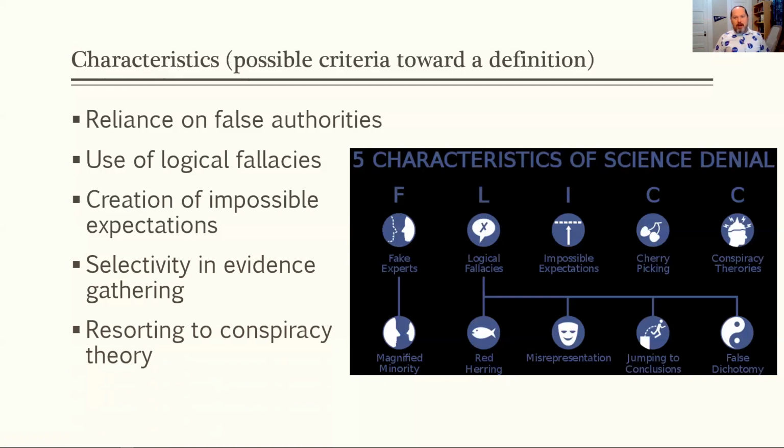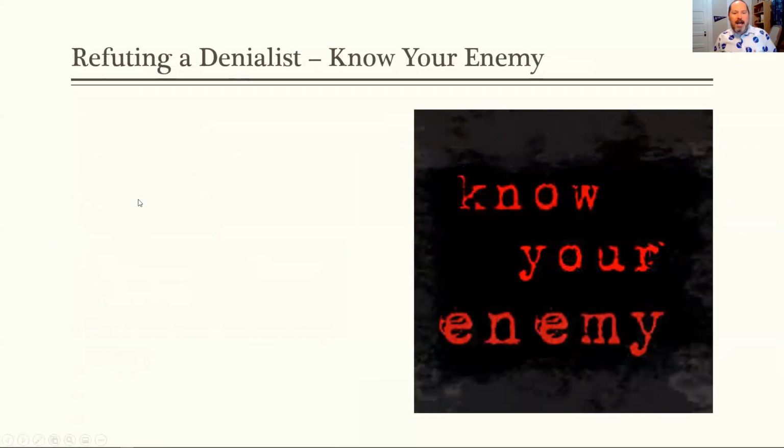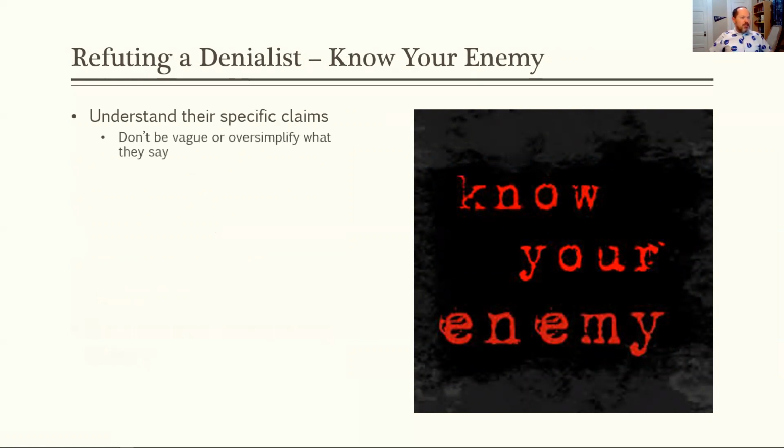Resorting to conspiracy theory, of course, which is something that I just pointed out for almost all of our topics. If you are refuting a denialist, one of the most important things is to actually understand what denialists are saying. I say, know your enemy here. Understand their specific claims. Don't be vague. Don't oversimplify what they're saying. Do your background reading. Background reading is different from finding sources that agree with what you're saying. Background reading helps you understand the overall topic, the complete picture of what you're talking about.